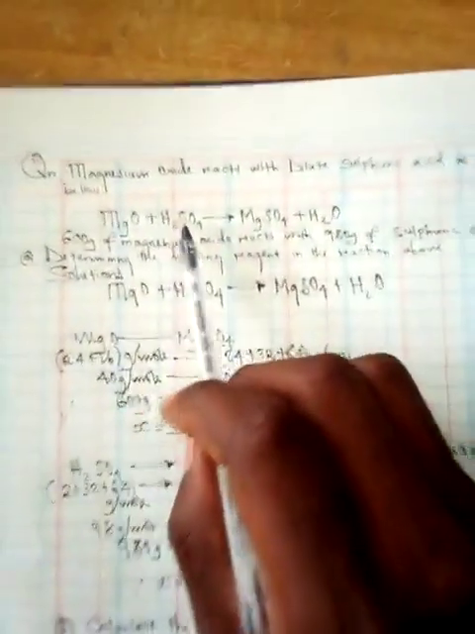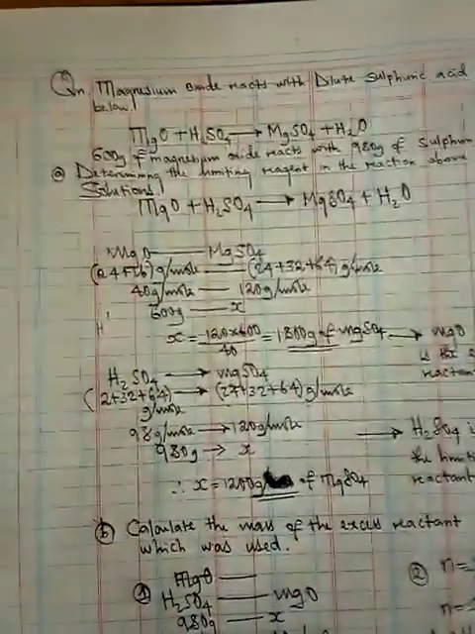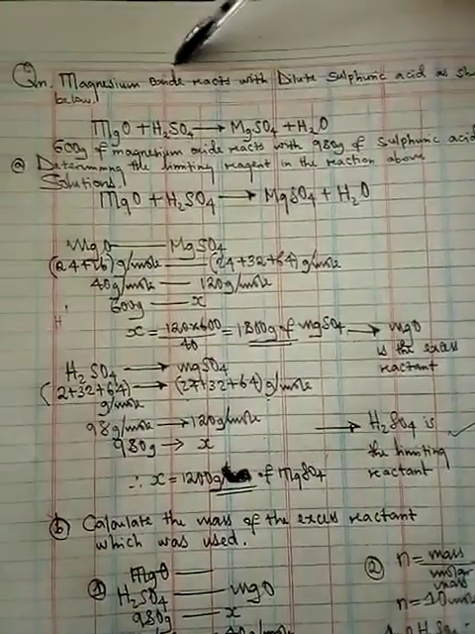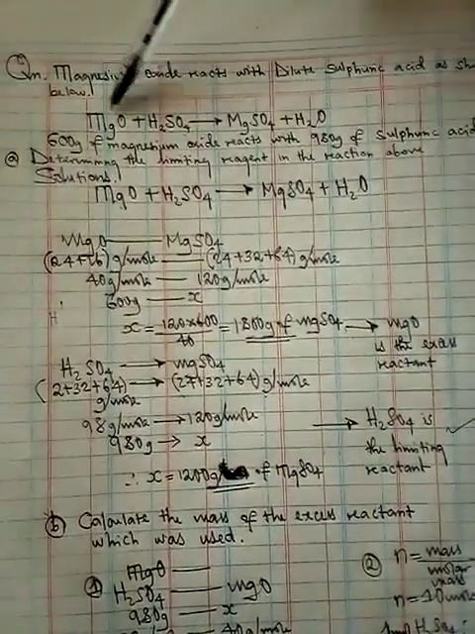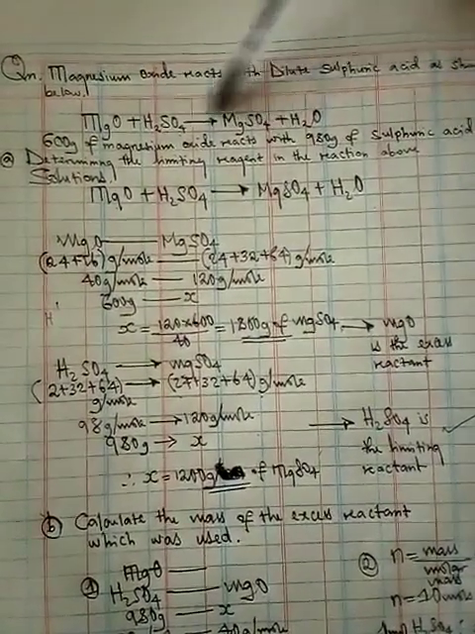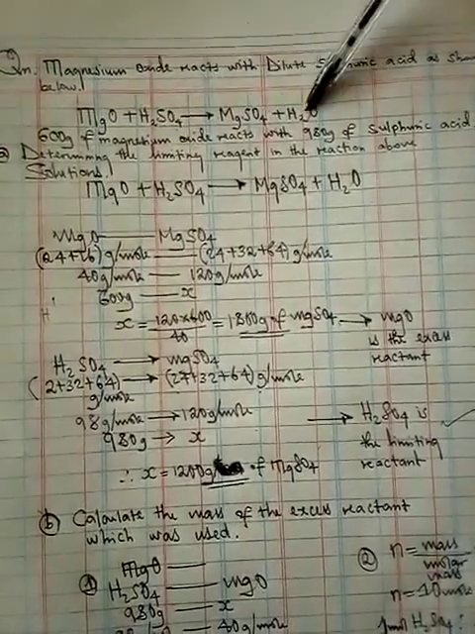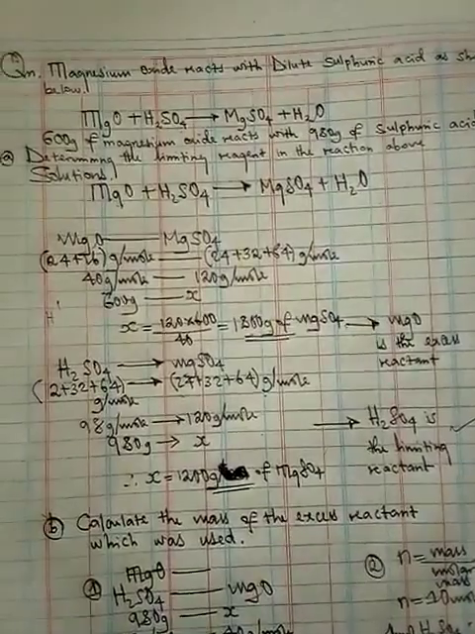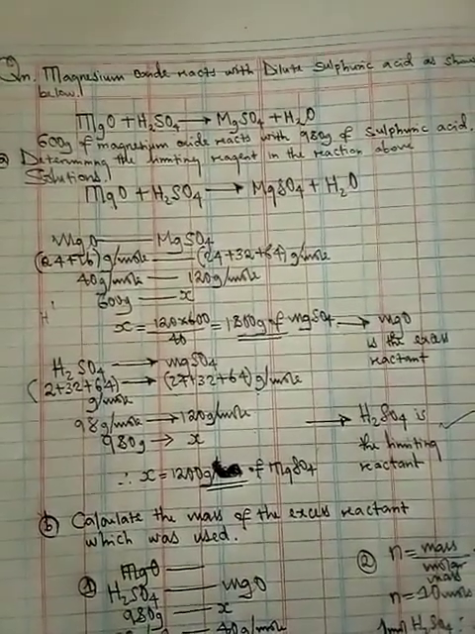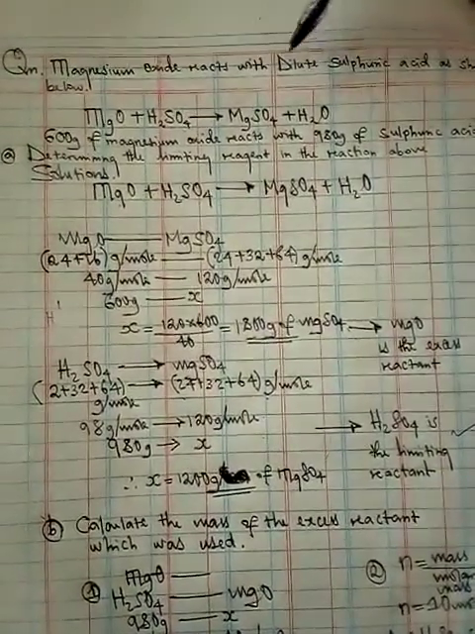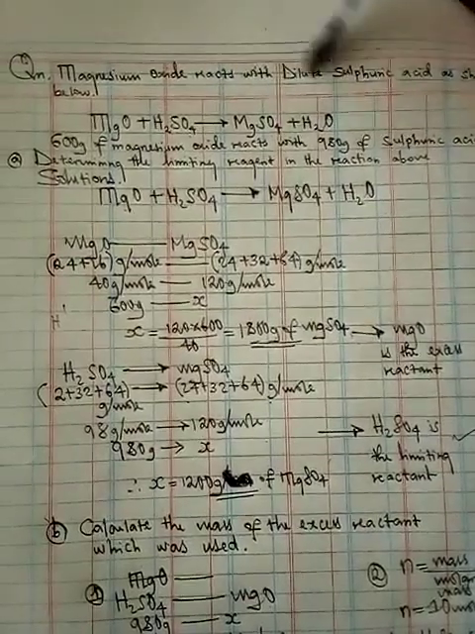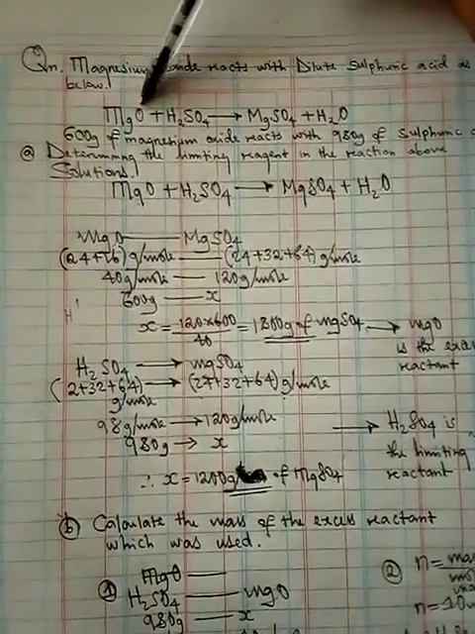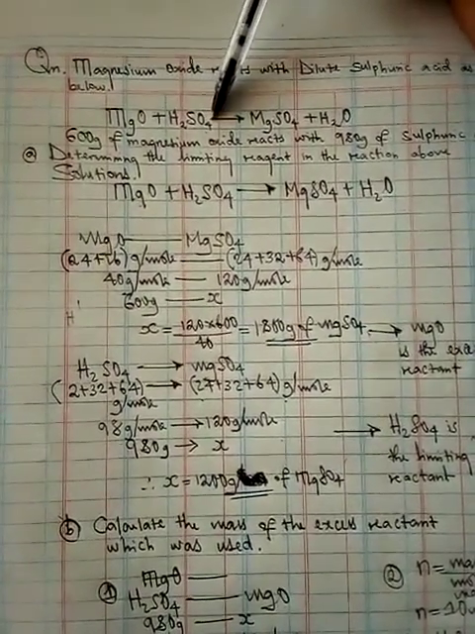So, according to the question, they're saying that magnesium oxide reacts with dilute sulfuric acid as shown below. Okay, so this is the balanced chemical equation for this reaction. Okay, again, have you seen that there is dilute there? So we're not going to focus much on that. But like I'd said in the previous video, there is a distinction between dilute sulfuric acid and concentrated sulfuric acid. So magnesium oxide is reacting with sulfuric acid.